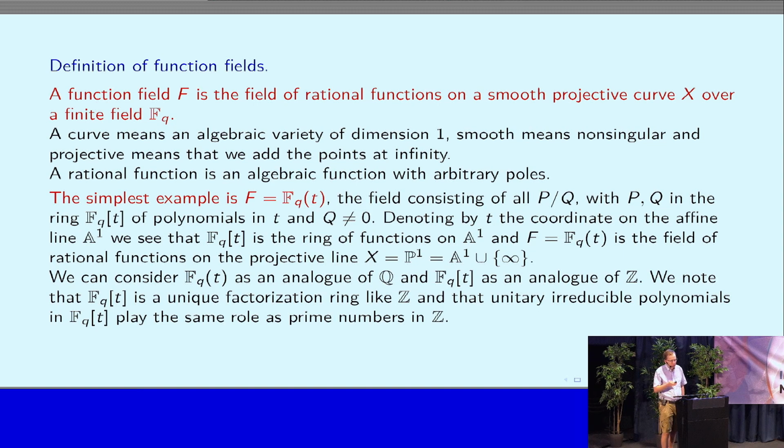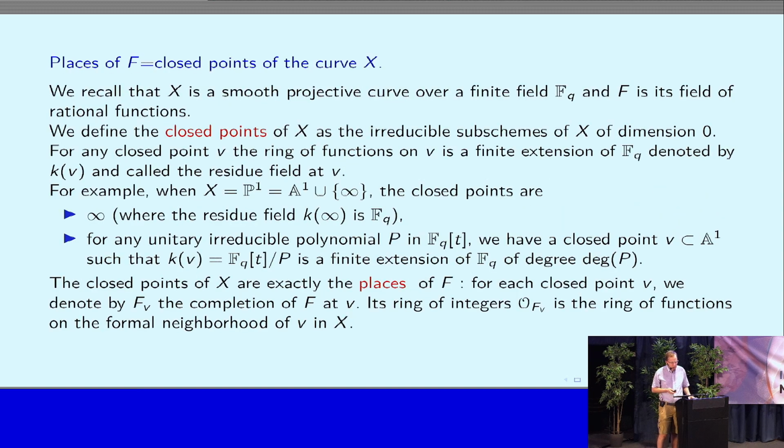And so for the analogy, if you are not familiar with this, we can consider FQ(T) as an analog of Q, and FQ[T] as an analog of Z. So it's a unique factorization ring like Z, and unitary irreducible polynomials in FQ[T] play the same role as prime numbers in Z. So X is a smooth projective curve, and F is the field of rational functions for the rest of the talk.